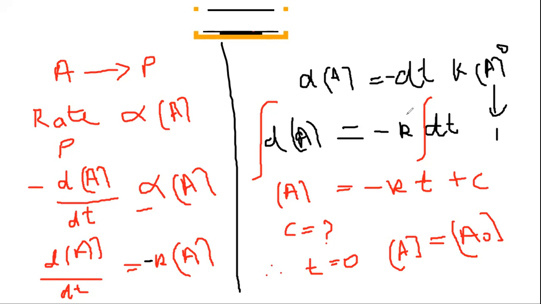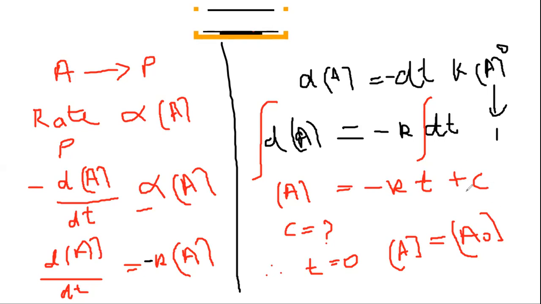So what time is there? It may be minutes or seconds, but there is only one value. That means when the time is zero, that concentration will be equal to the initial concentration. So now in the next equation, I am putting the value of C in this equation. When you put the value of C, this equation will become like this. I am replacing it over here.